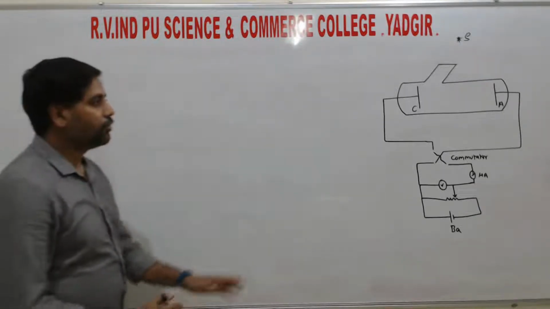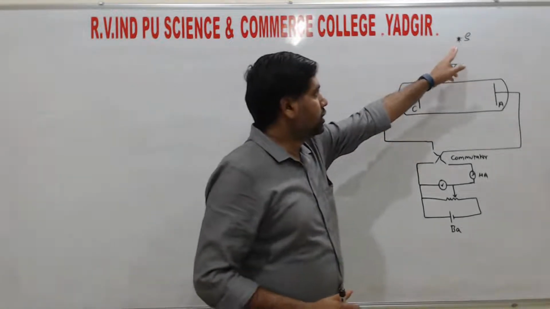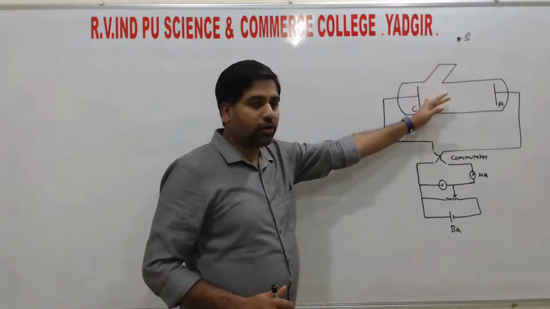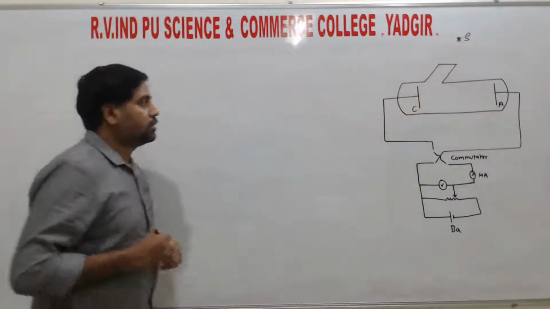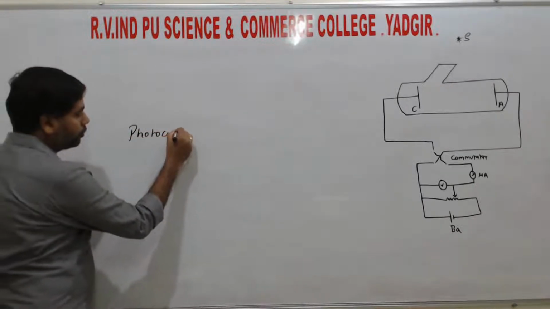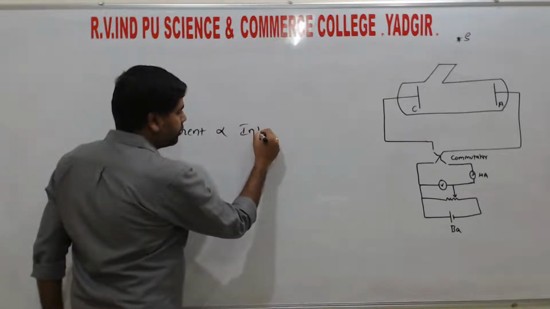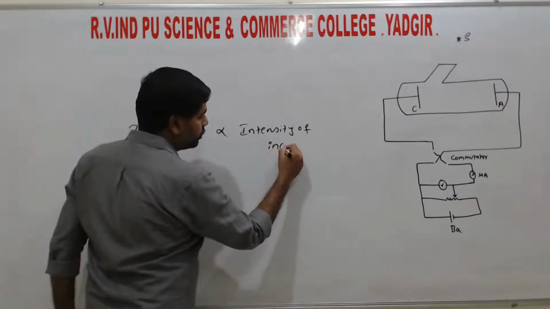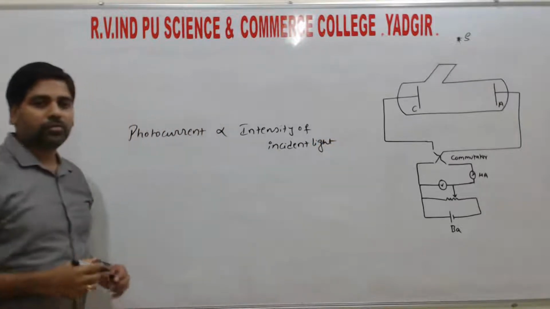In the last class, we found that when the light from the source falls onto the photosensitive plates, electrons are emitted. So we found the relation that the photocurrent is directly proportional to the intensity of incident light.